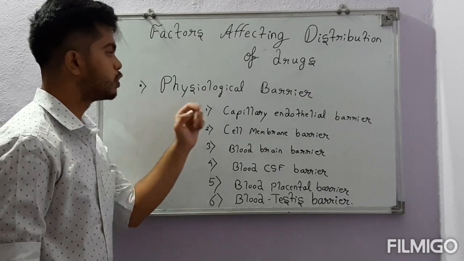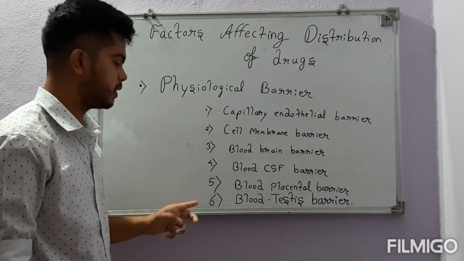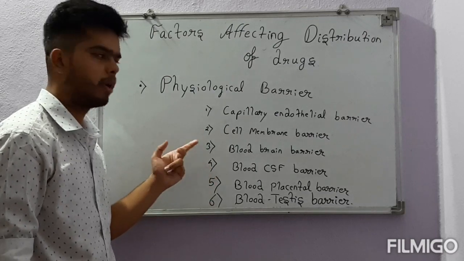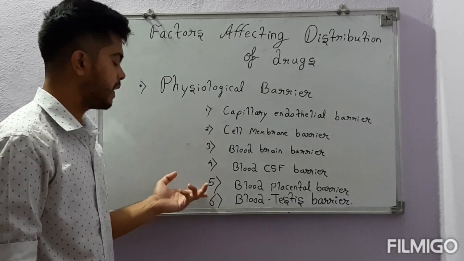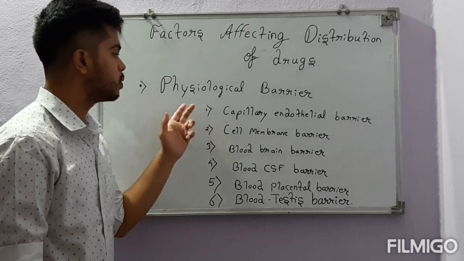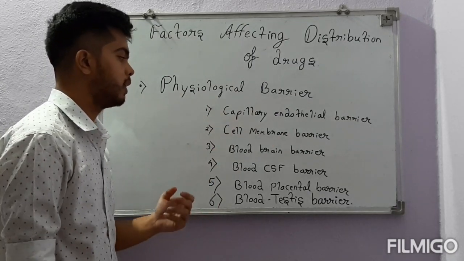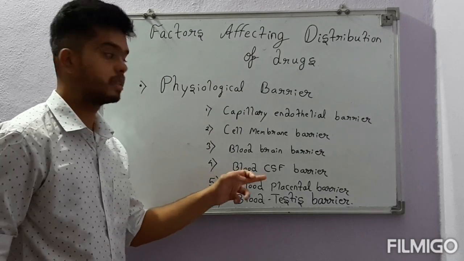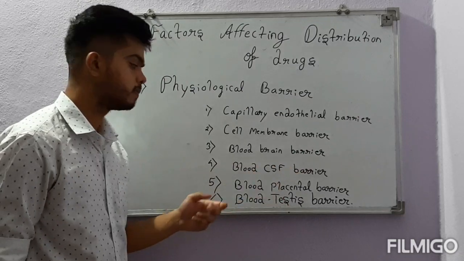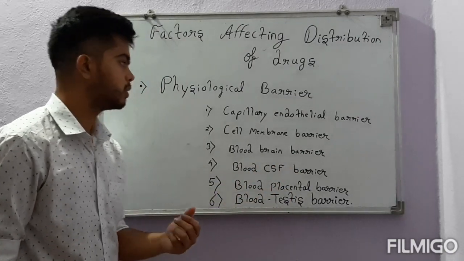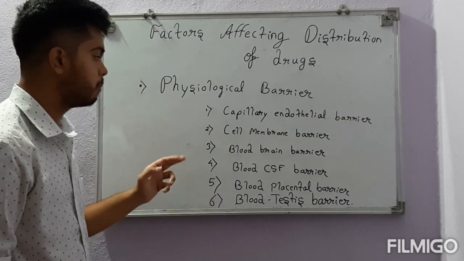Now let's start with physiological barriers. There are six we are taking here, the simple barriers. There are many more, but let's take some basic ones commonly covered under physiological barriers. They are the capillary endothelial barrier, cell membrane barrier, blood-brain barrier, blood cerebrospinal fluid barrier, blood placental barrier, and blood testis barrier. Let's see all of them one by one.